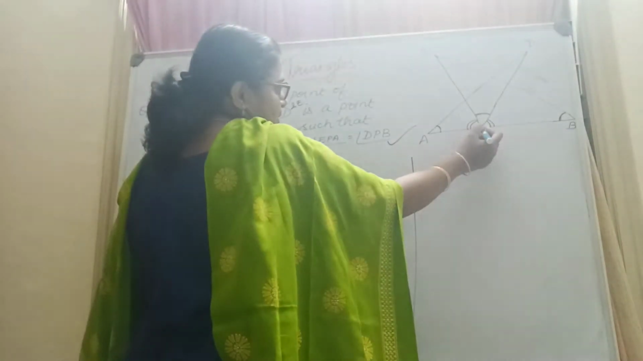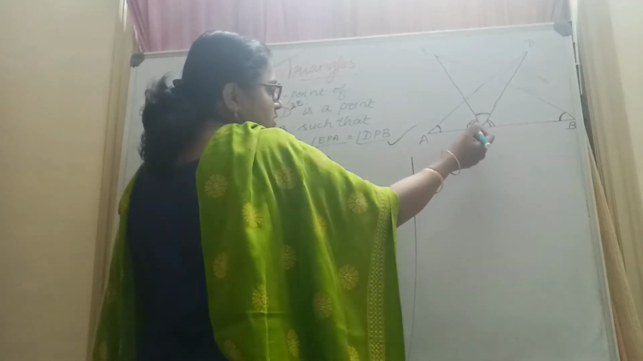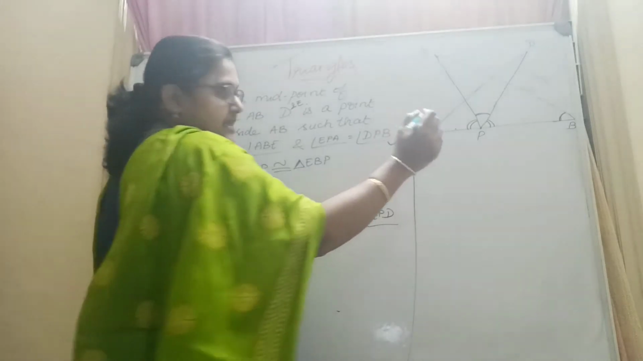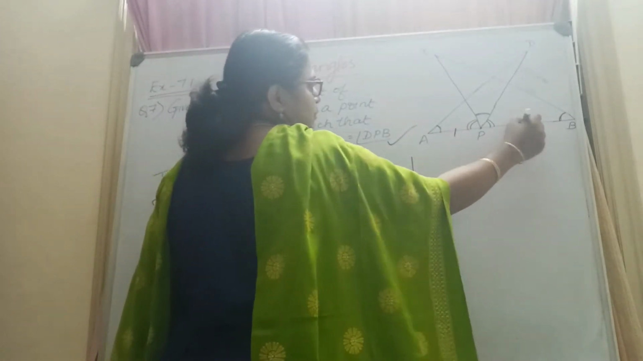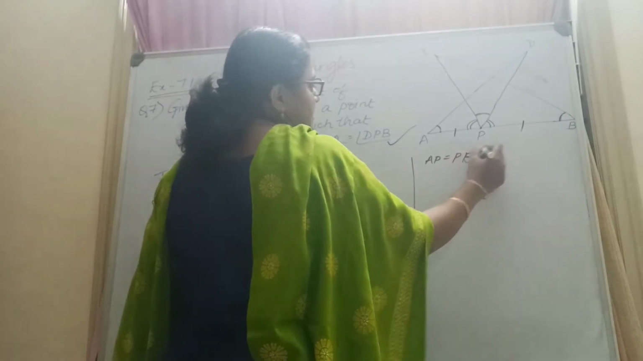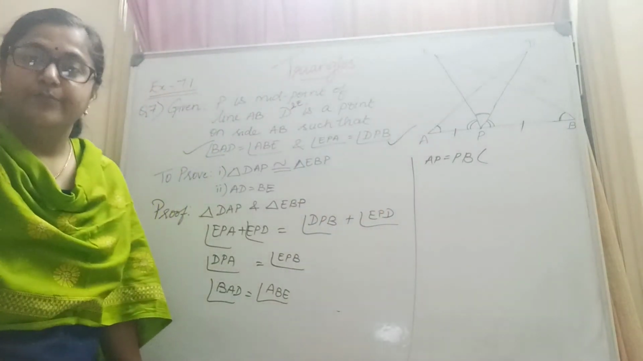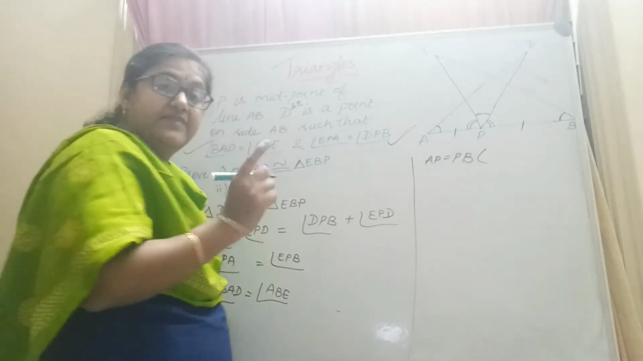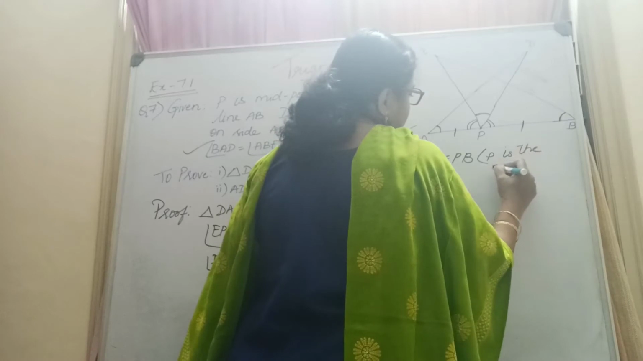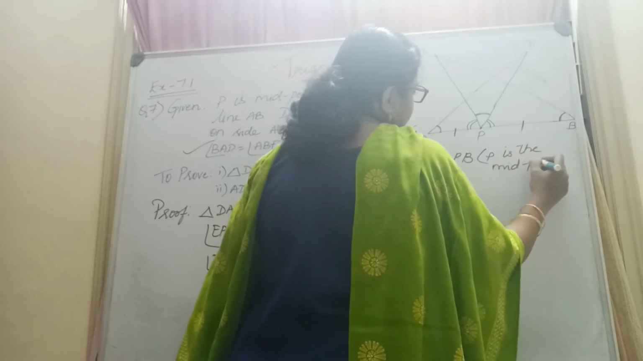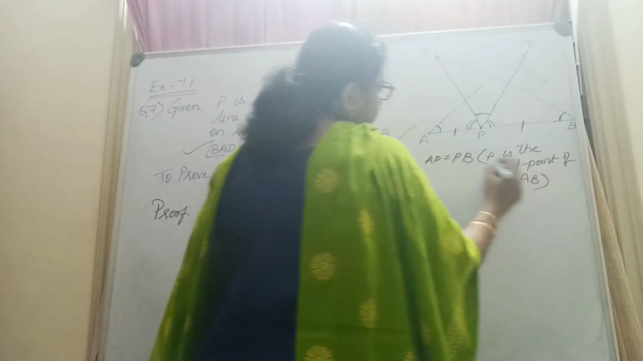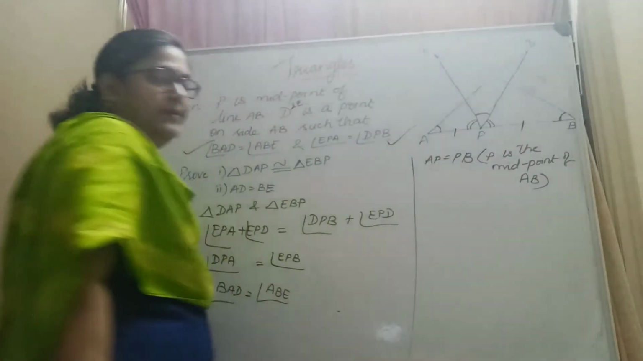Now, though it doesn't look like the midpoint, since I have drawn it freehand, you have to draw it with pencil and scale. AP is equal to PB. Now, how do I say that AP and PB are equal? Because in the question, it is given that P is the midpoint of AB. So, obviously, AP is equal to PB.